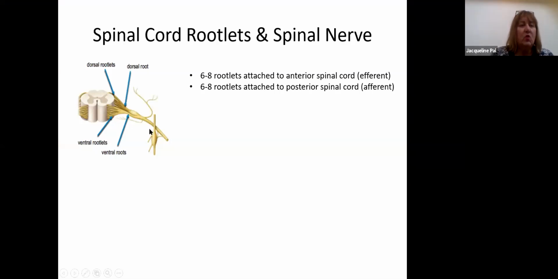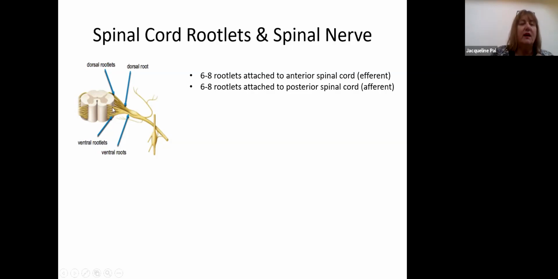So in the spinal cord, on the dorsal side, we have dorsal rootlets attached to it, and these are carrying afferent information, because this is your sensory information going to the spinal cord. And if we go more laterally, then the rootlets will all condense or be packaged together and known as the dorsal root, and we have the dorsal root ganglion attached to that.